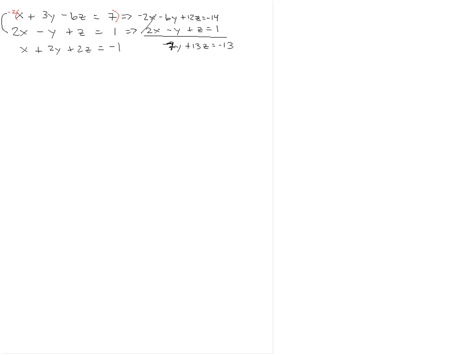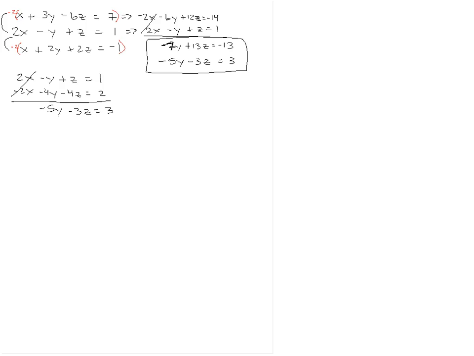Okay, now I'm going to take these two. How can I eliminate the x's? Well, if I multiply this by negative 2, I'll be able to eliminate the x's. So the first one does not change. But the second one becomes negative 2x, negative 4y, negative 4z, and positive 2. X's cancel out. We get negative 5y minus 3z equals 3. This is what we're working with now.